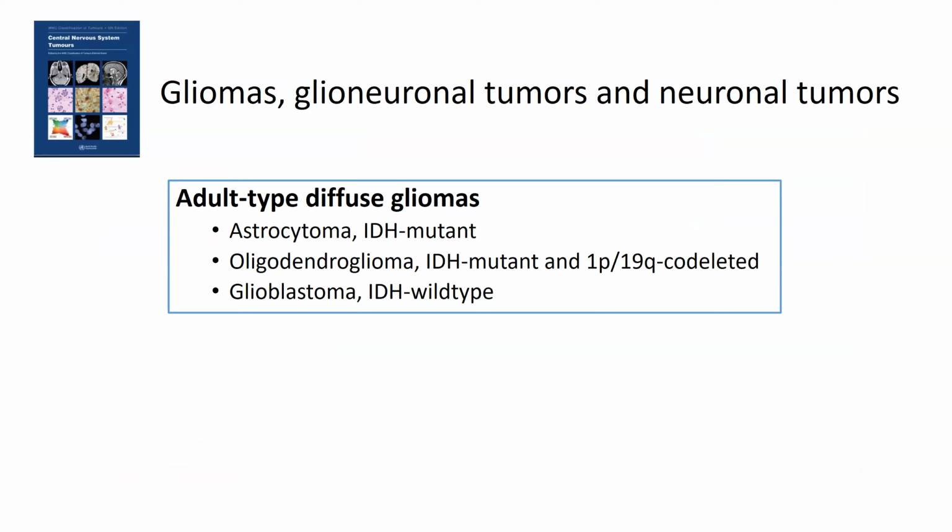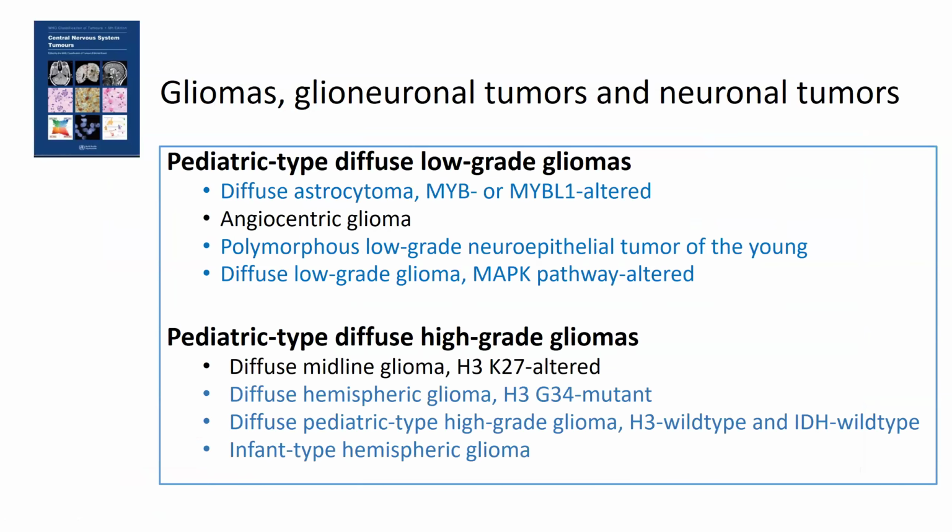So we still have the classifications of typical adult type diffuse gliomas. So astrocytoma IDH mutant, oligodendroglioma that has IDH mutant and 1p19q codeletion, and then glioblastoma, which are IDH wild type. But now we have these new categories, and quite a number of them, of pediatric type diffuse gliomas, and they've been split into low grade and high grade gliomas. And the ones I've put in blue here are essentially newly recognized tumor types that are officially newly recognized since 2021.